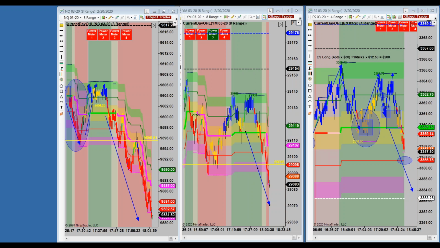Okay, data's loading. Here comes a Goldie chart.